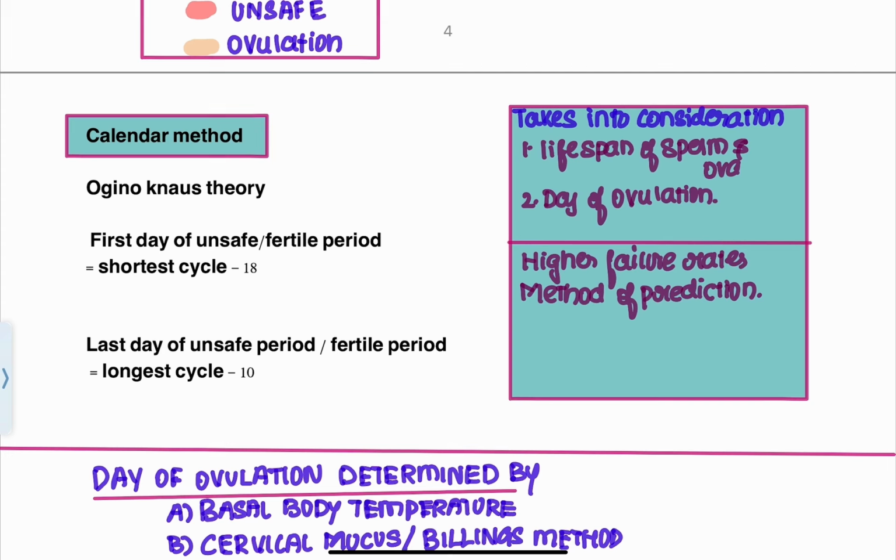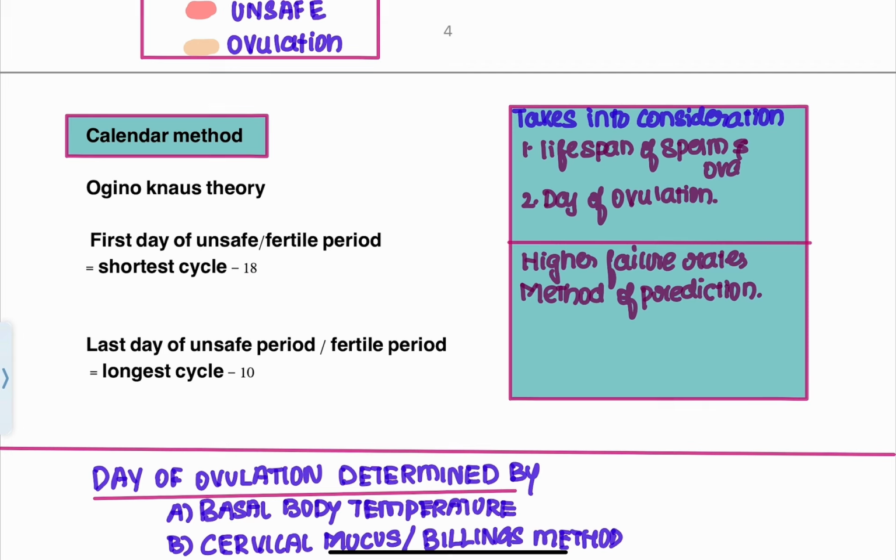With the help of this shortest and longest cycle, you are going to detect the first day of the unsafe period or the first day of the fertile period. In order to detect the first day of the unsafe period, you have to subtract 18 from the shortest cycle.